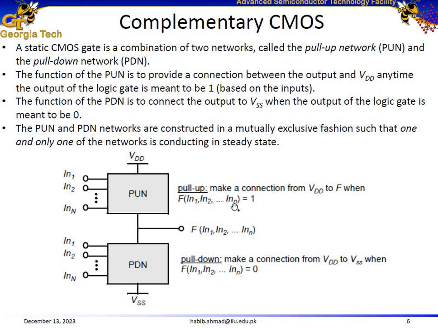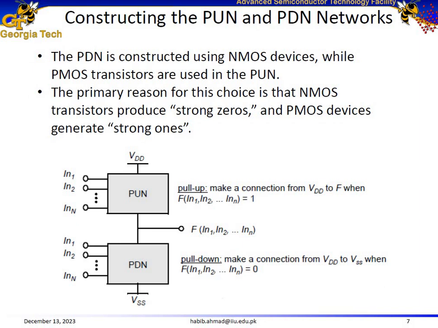In a complementary metal oxide semiconductor circuit, we have a combination of two networks, a pull-up network and a pull-down network. In the pull-up network, we have series and parallel combination of PMOS transistors, while in a pull-down network, we have a series and parallel combination of NMOS transistors. The pull-up network is connected to VDD, and the pull-down network is connected to VSS.